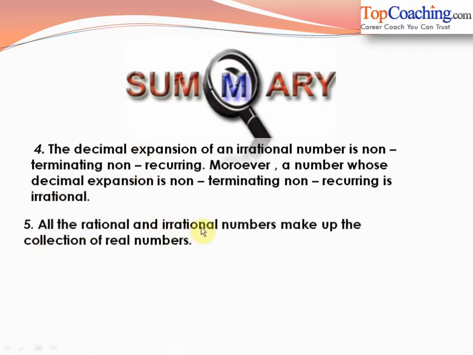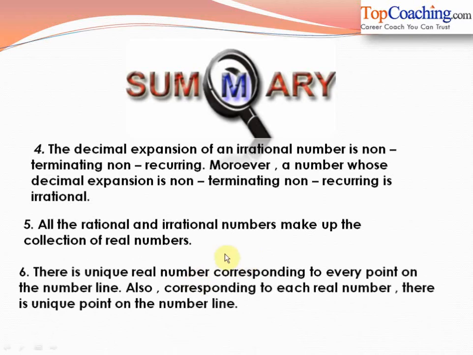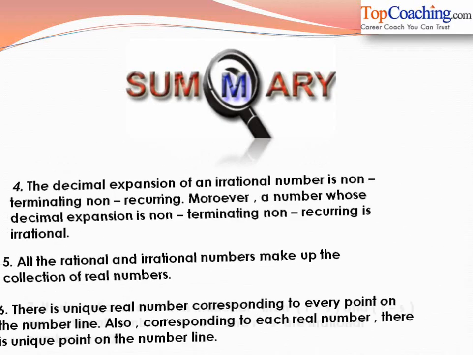All the rational and irrational numbers make up the collection of real numbers. So if we add all the rational numbers and all the irrational numbers, then together they constitute the set of real numbers. The sixth is there is a unique real number corresponding to every point on the number line. Also corresponding to each real number, there is a unique point on the number line. So there is always a unique real number corresponding to every point on the number line, and every real number could be uniquely represented on the number line.